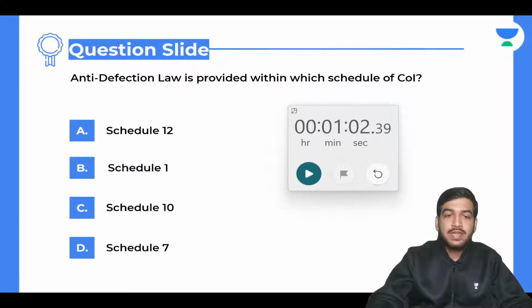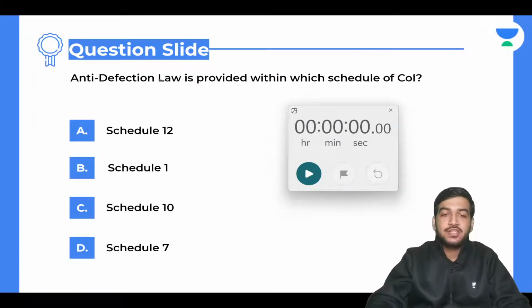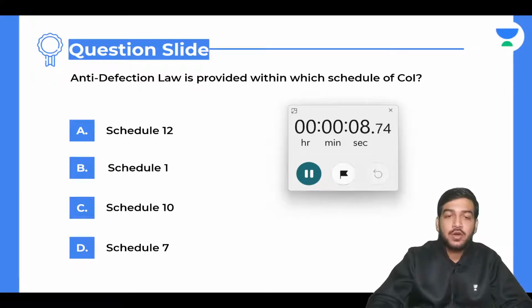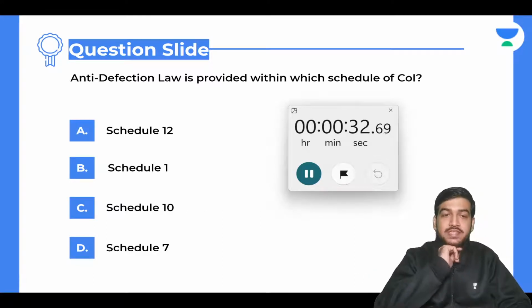Okay, next question now. Anti-defection law is provided within which schedule of the Indian Constitution? There are a total of 12 schedules in our Constitution. The rules related to anti-defection law are within which schedule? Is it A, Schedule 12, B, Schedule 1, C, Schedule 10, or D, Schedule 7?